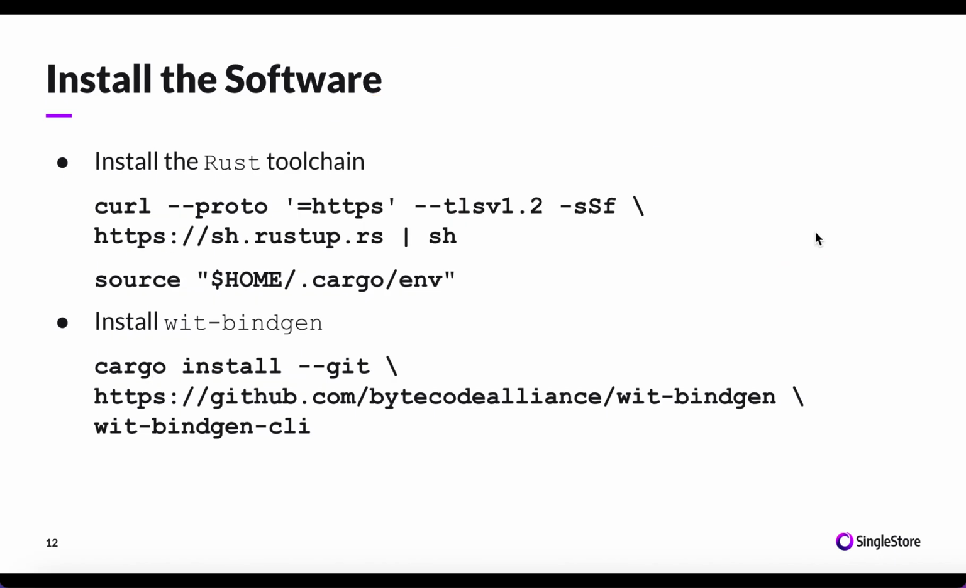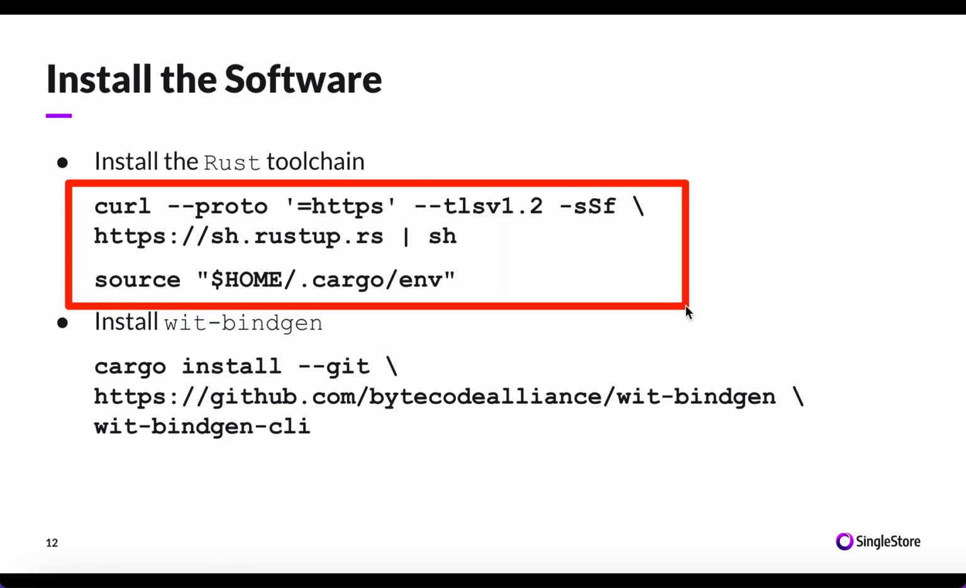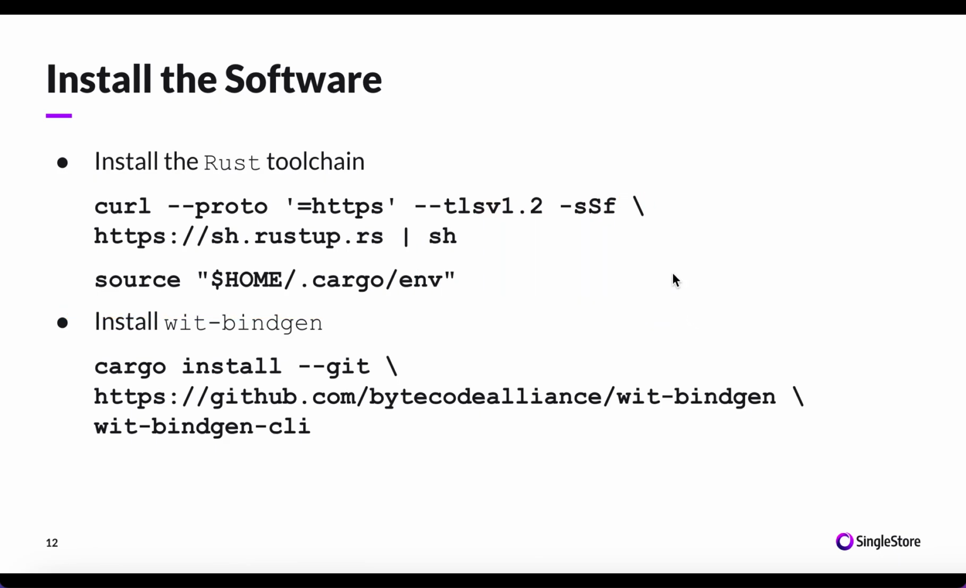Here we can see the next two steps. The first one is to install the Rust toolchain. There we go. And the second step there, the wit-bindgen.